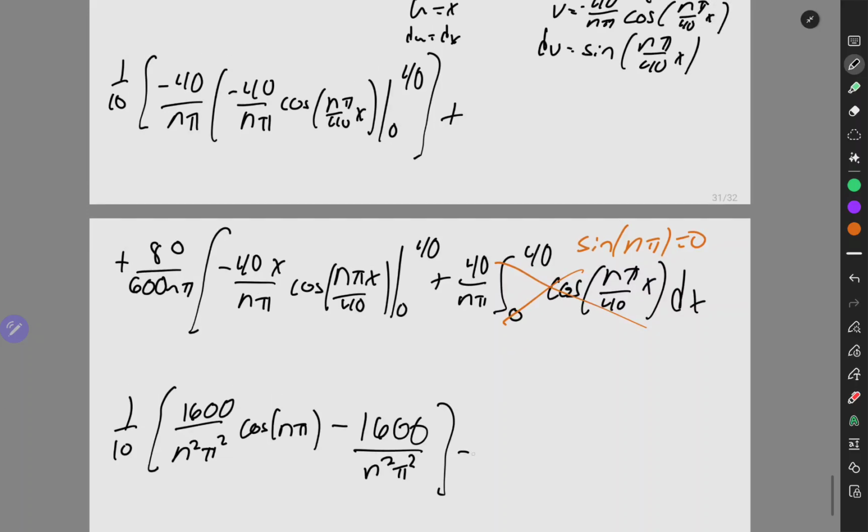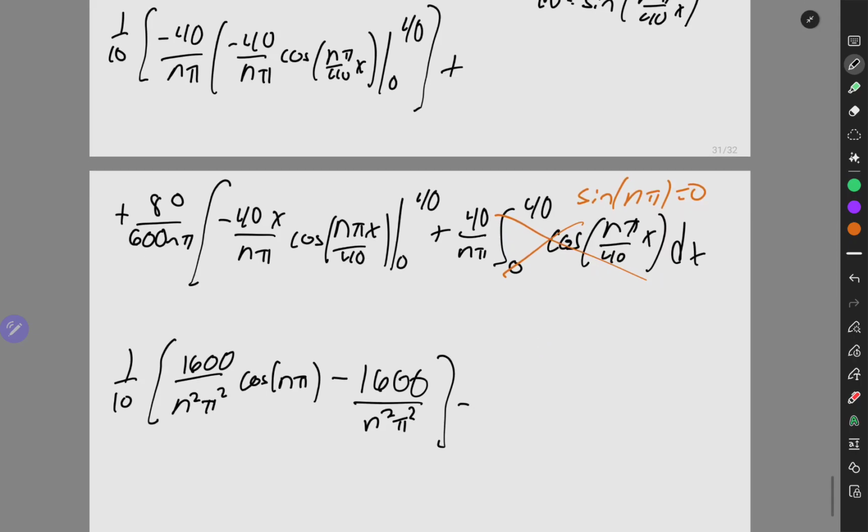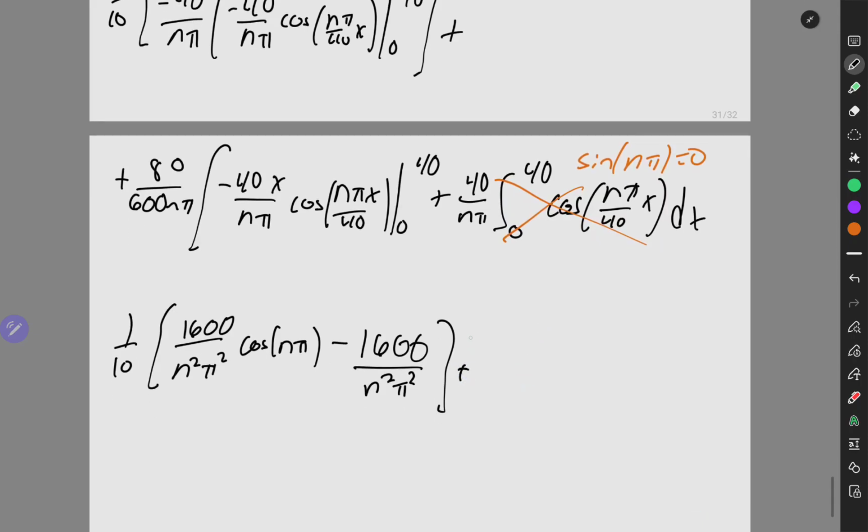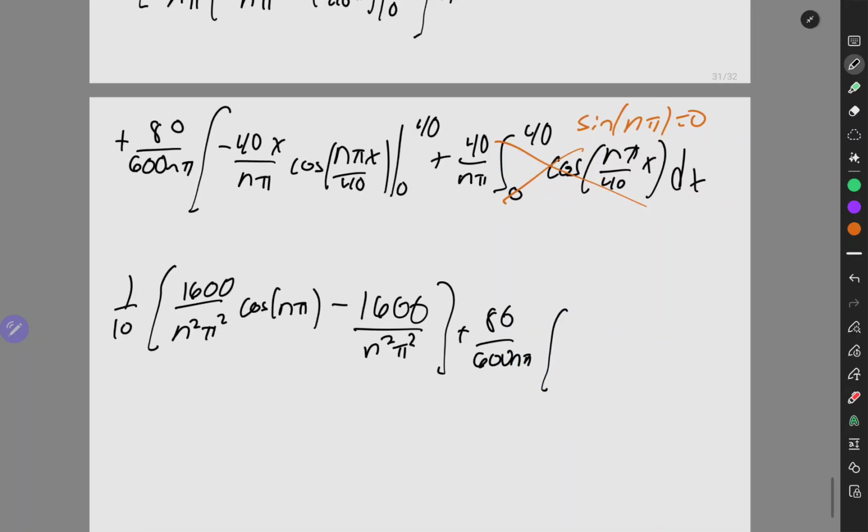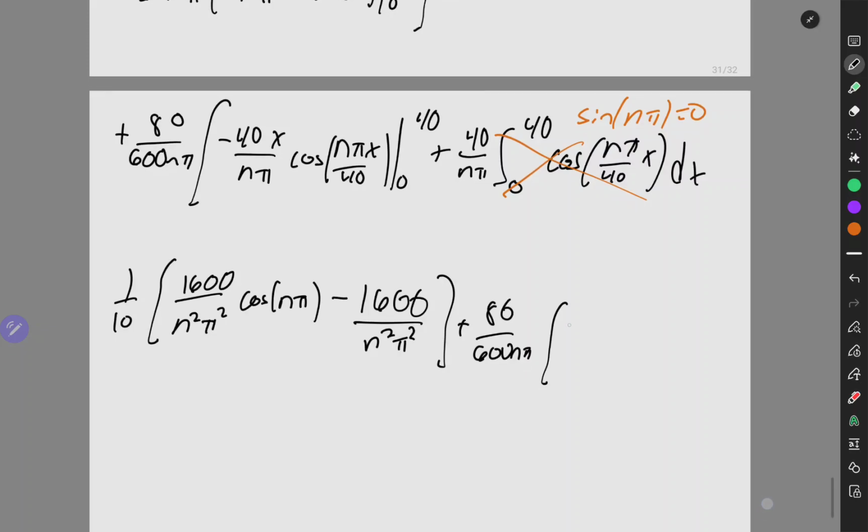Wait, why did I put a minus right there? What was I doing? Why did I just do that? I have no idea. Okay, times, that'd be negative 1600 over n pi times cosine of n pi, and the other one's going to be 0.